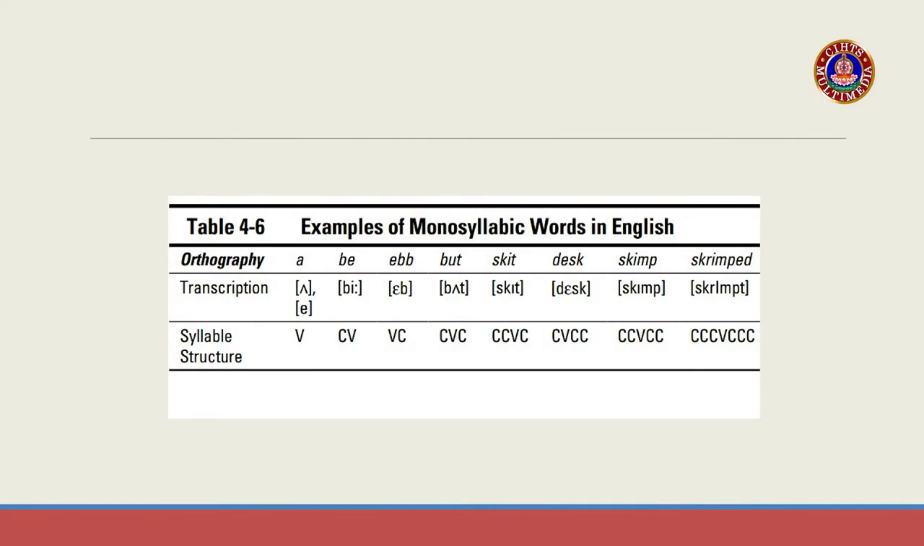After understanding what a syllable is, we have to talk about syllabic structure. If you can read words like a, b, eb, but, skit, desk, skimp, and then scrimped, you will understand that some words have only one vowel sound. For example, the last word, scrimped, also has one vowel sound. Now, some combinations of sounds are difficult. In all these words, you can see the structure, ki isme ek vowel sound hai, and we write it by giving a sign, C or V. The same thing will go with Tibetan or any other language.